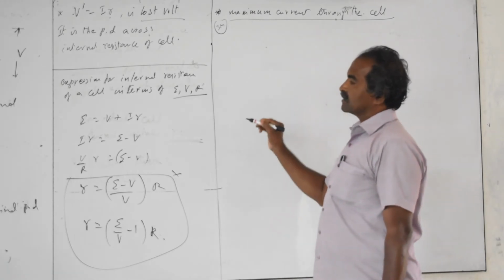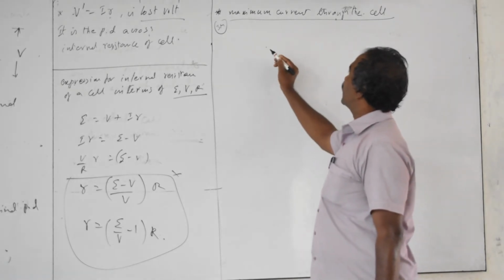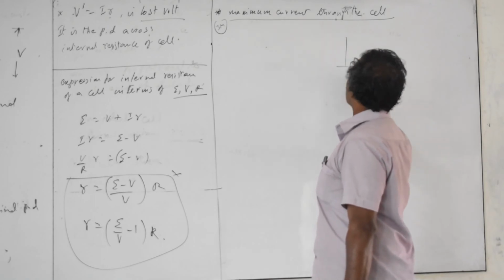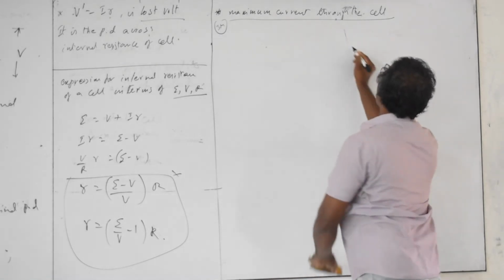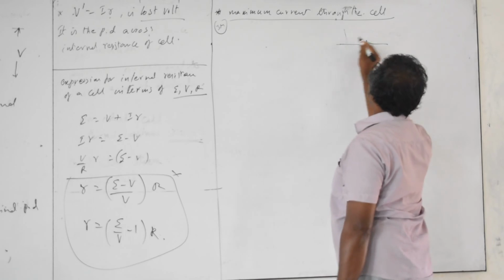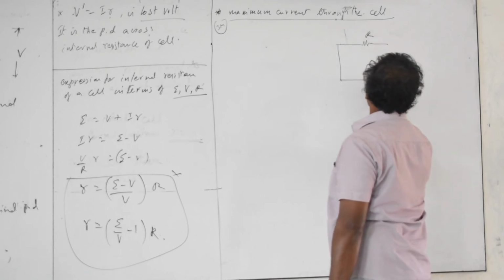In this case, current is maximum, and we take the formula for this diagram. I will give you a diagram of this in a second. This is the external resistance, and this is the cell having internal resistance r.